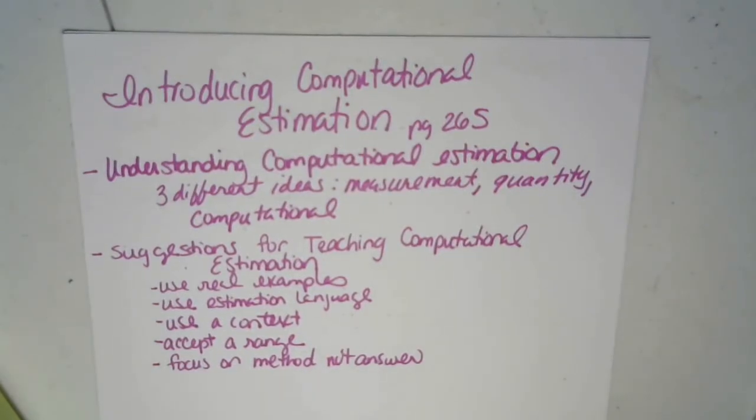All right, page 265, Introduction of Computational Estimation. Computational estimation is a higher level thinking skill that involves students in the decisions they need opportunities to think about and discuss. So, I have to present them with a problem, and then I have to allow them the time to think about it, discuss it, and try to solve it.